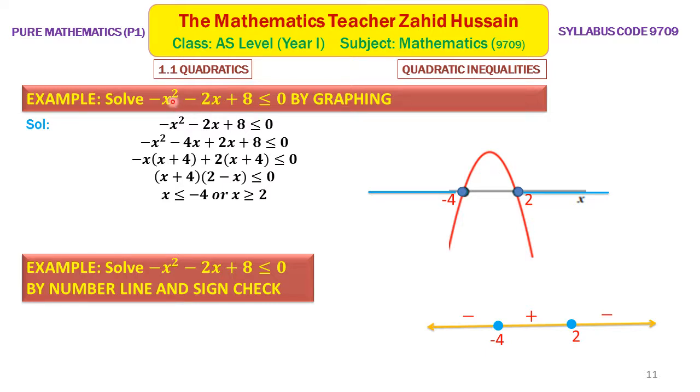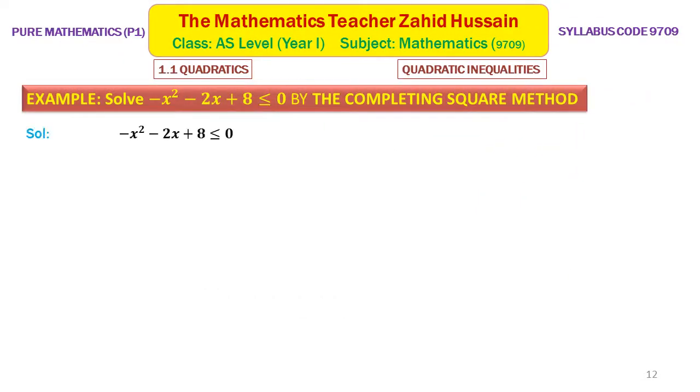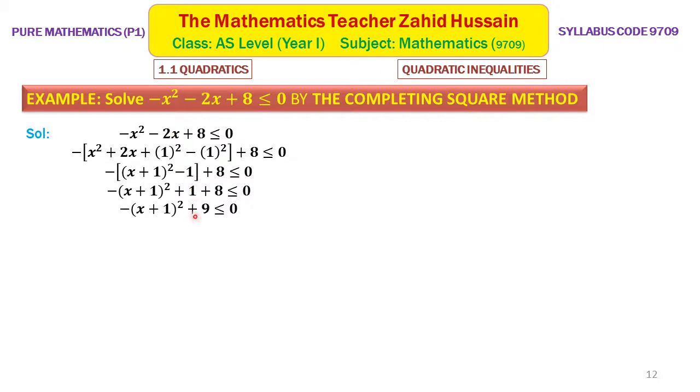Now we will solve this inequality by the completed square method. Write this expression in completed square form first. You know how to write this expression in completed square form. This is the completed square form of this expression. Now we will further solve this to find the values of x. We will transfer plus 9 to the right hand side, which will become minus 9.